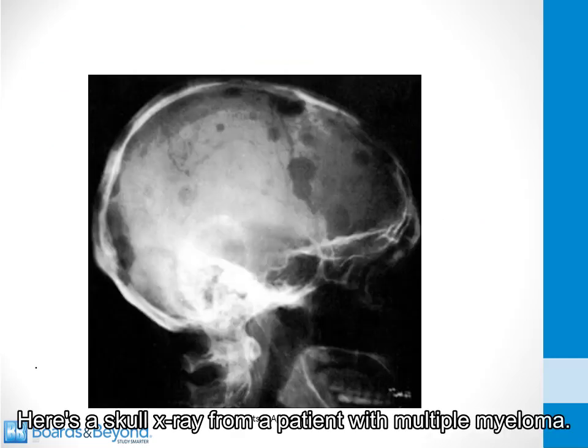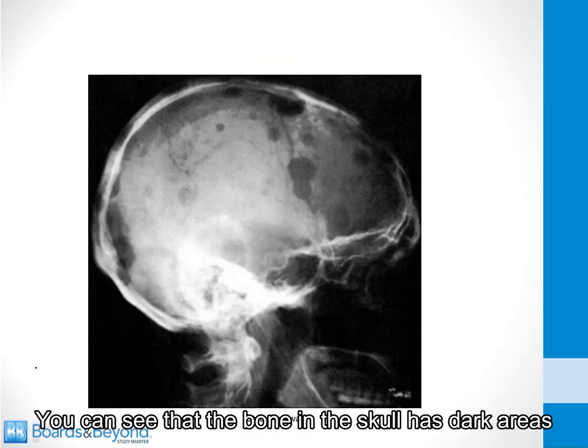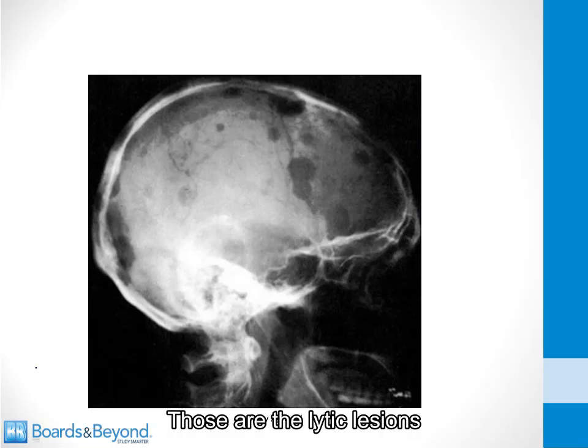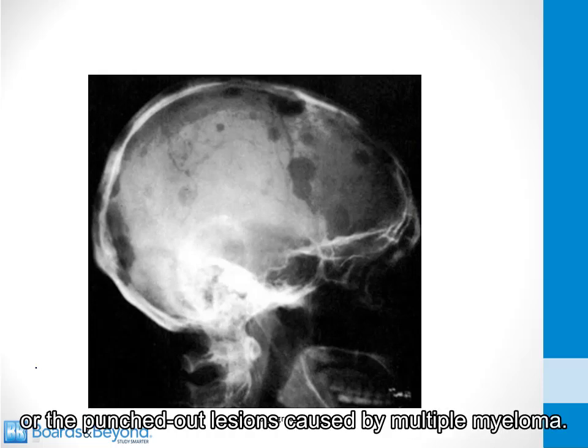Here's a skull X-ray from a patient with multiple myeloma. You can see that the bone in the skull has dark areas where the bone has been heavily resorbed. Those are the lytic lesions, or the punched out lesions, caused by multiple myeloma.